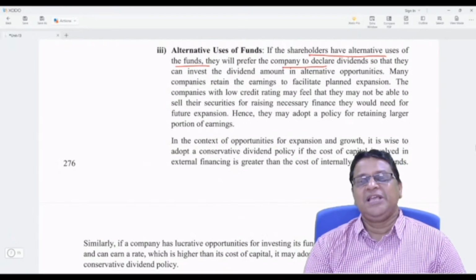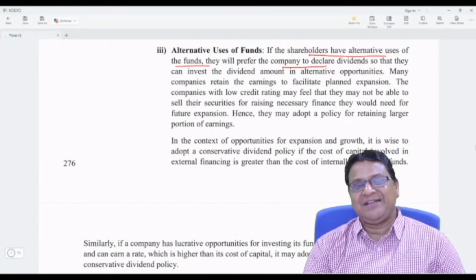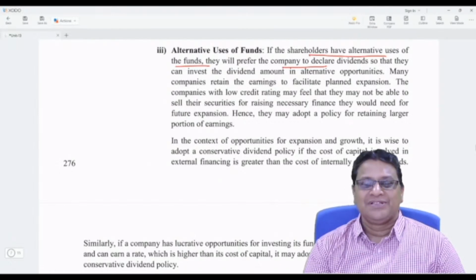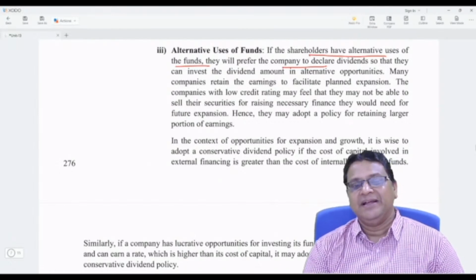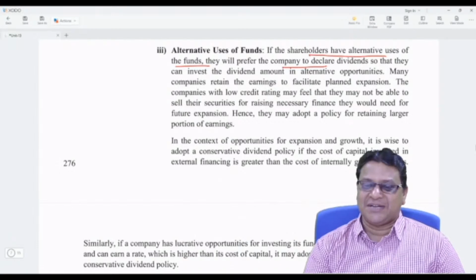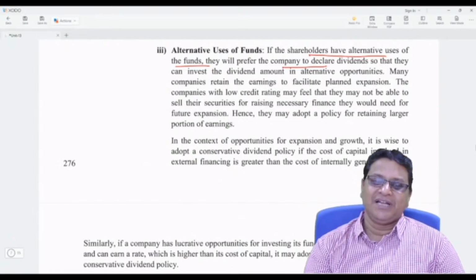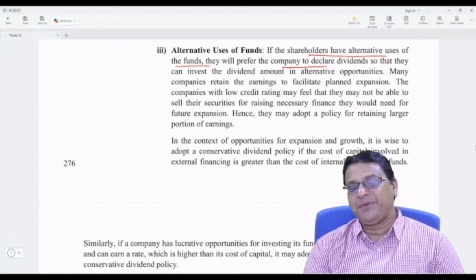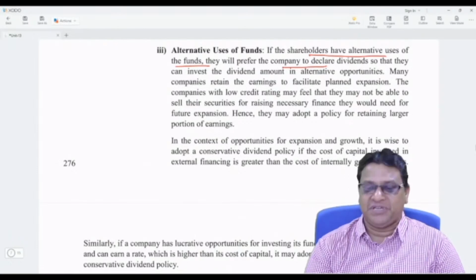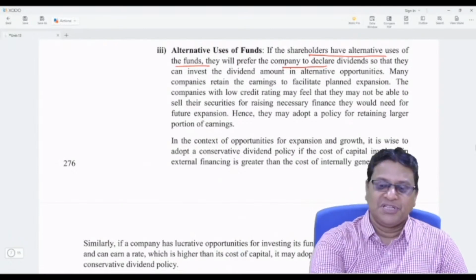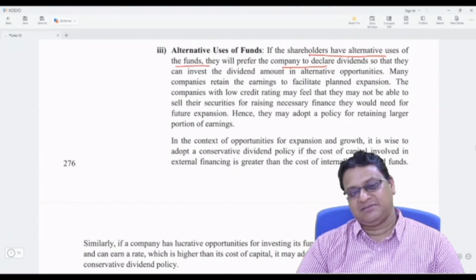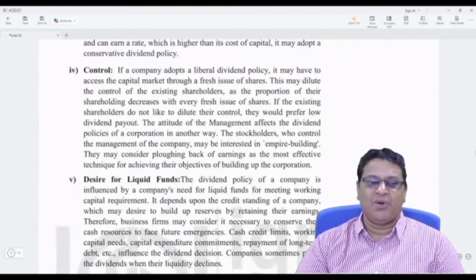So if more attractive alternatives are available, they demand more and more dividend. But if less attractive alternatives are available, they do not demand dividend, they prefer plowback of profit, or reinvestment of the profit in the business. So that is one factor.